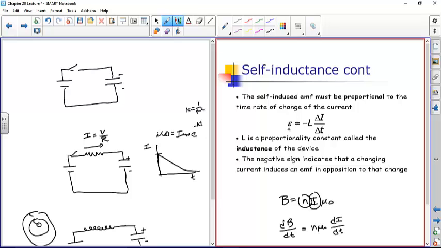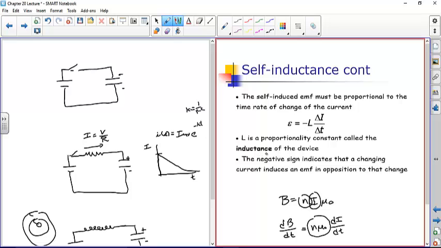And so this induced EMF in the coil has to be proportional, so we have this proportionality constant L times the rate of change of the current with respect to time. And you can probably imagine that the L value has some relationship to the geometry and the number of wraps in your solenoid, and also this constant. This is the induced EMF, and this is just the rate of change of the magnetic field, so it involves some other things as well.